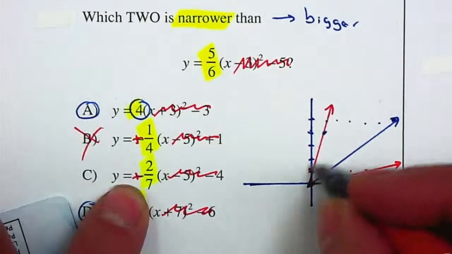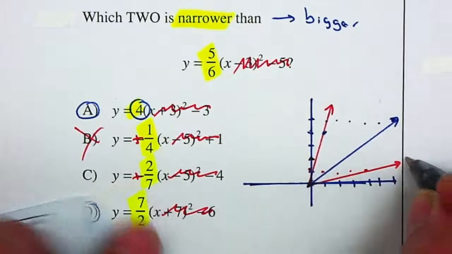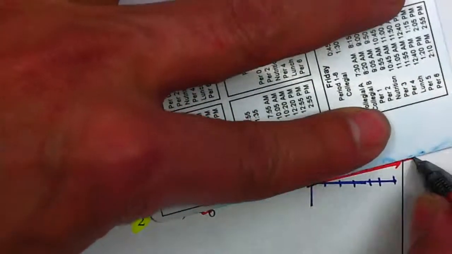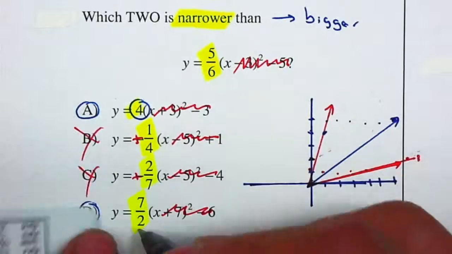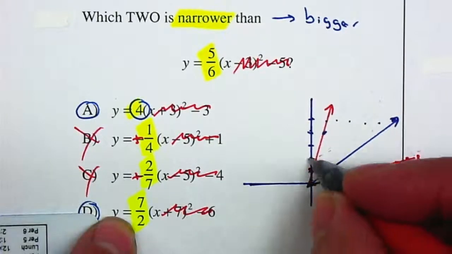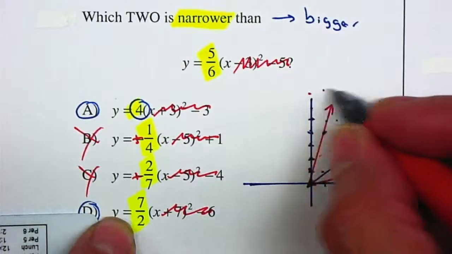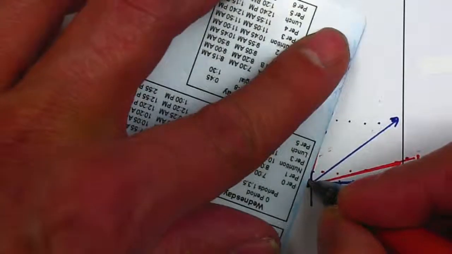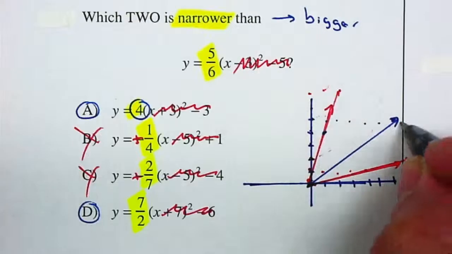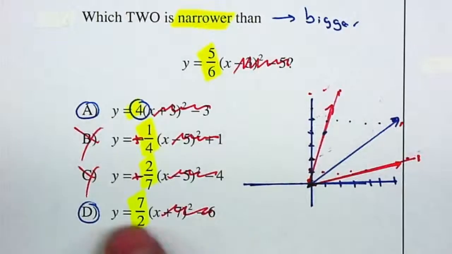Letter C is up 2 and to the right 7. That's going to be wider as well. And letter D is up 7, 1, 2, 3, 4, 5, 6, 7, and to the right 2. And that one's also going to be wider than the original. So your answer is letter A and letter D.